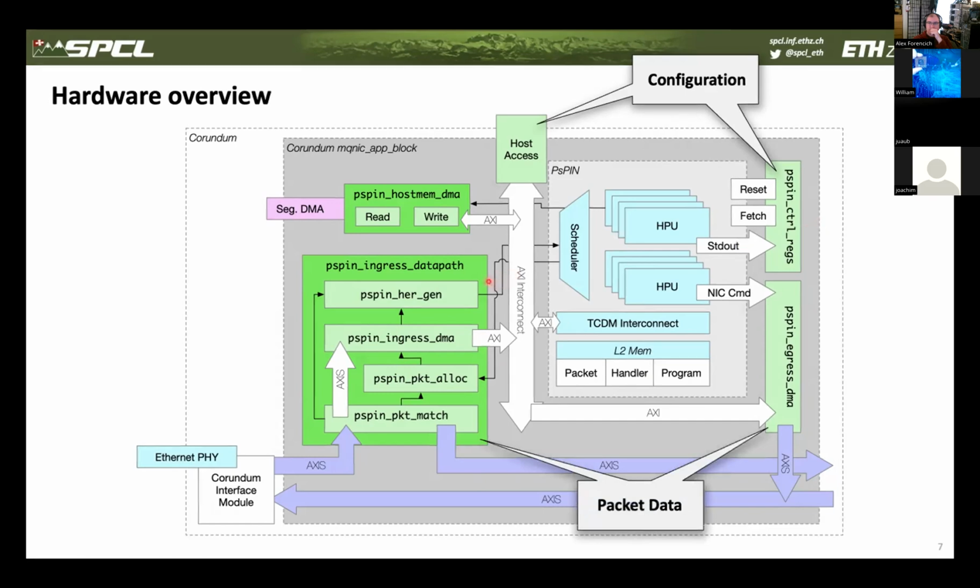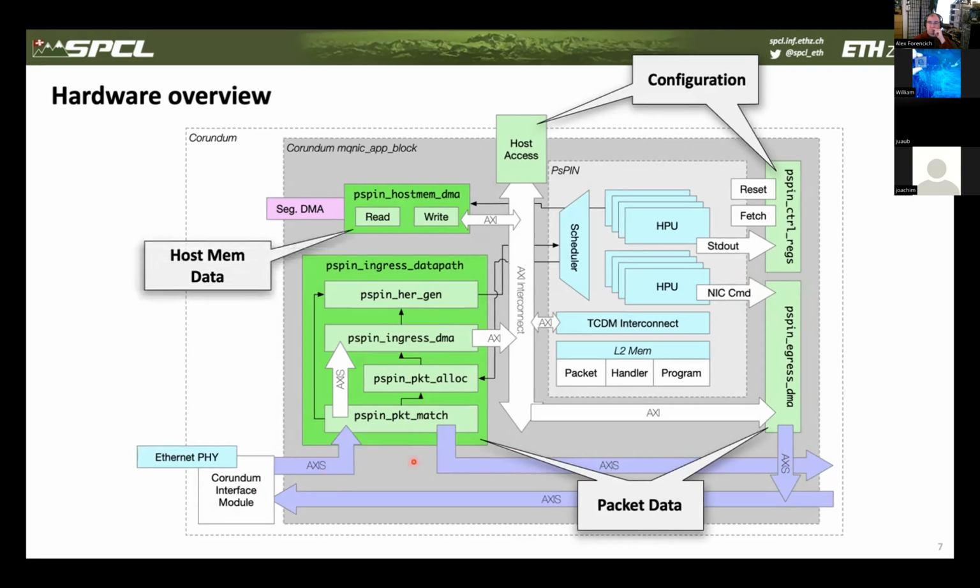And yes, I just talked about the packet data path. So we have the ingress data path where we match if the packet is going to go to the cluster for processing. We then allocate the space for the packet inside the packet buffer. We do DMA into this pSpin memory, and then finally we generate a command for the scheduler to schedule one of the cores. And then for the egress DMA, it's very simple: we just take a NIC command and then generate a DMA request to inject back into the interface module.